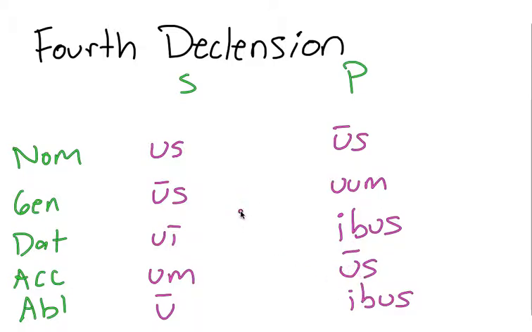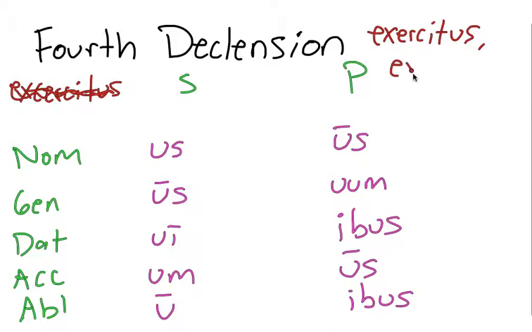And for the vocab entry of a fourth declension noun, it's going to look like this. So a really common one is exercitus, which means army. So I just spelled that wrong. Okay, let's put it over here. Exercitus, exercitus, okay, masculine, and exercitus means army. Okay, so exercitus, masculine, army.